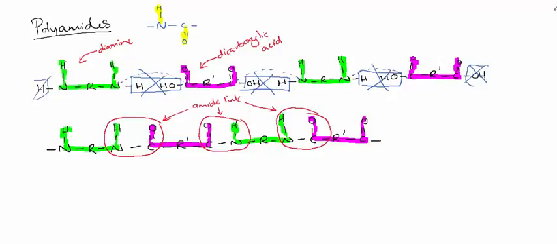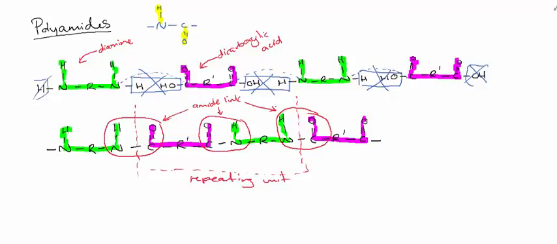Now you're also going to need to be able to identify a repeating unit. So the way I recommend you do that is find one of your amide links and you split that down the middle. Then follow along your chain until you notice that the sequence starts to repeat itself. So you can see that is there.